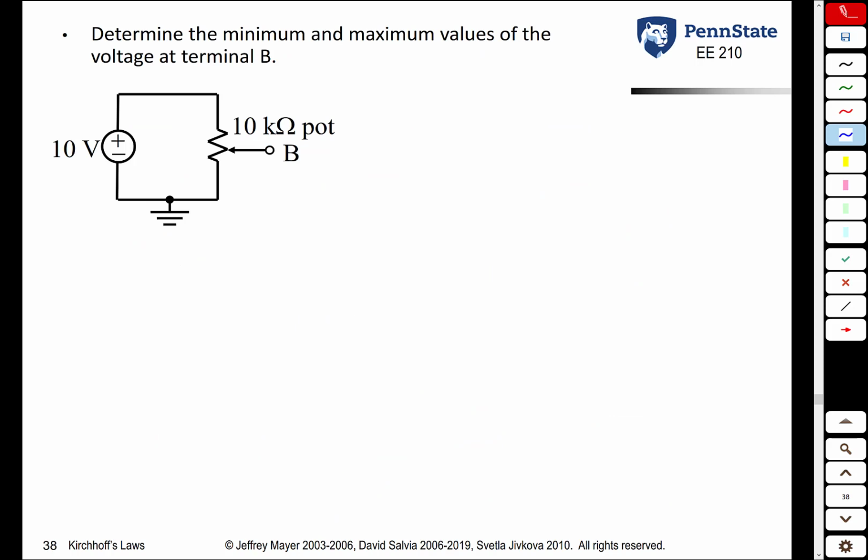So here we have a single potentiometer. It's a 10K potentiometer. It's going to have 3 terminals, A, B, which is this middle terminal, and C. We're going to connect C to ground. We're going to connect A to a 10-volt source. So first off, VB in this case is the same as VBC because C is connected to ground. So VB is the absolute voltage at terminal B with respect to ground, but because C is connected to ground, they are one and the same.